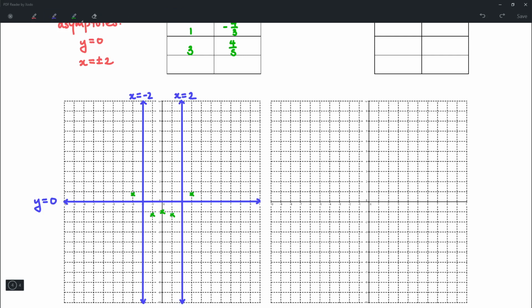And finally, we can connect all the points using a smooth curve that approaches the asymptote as x gets to be negatively large, positively large, or close to the vertical asymptotes. That's it.